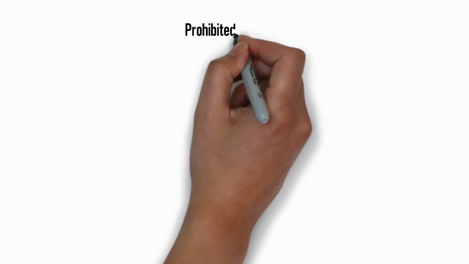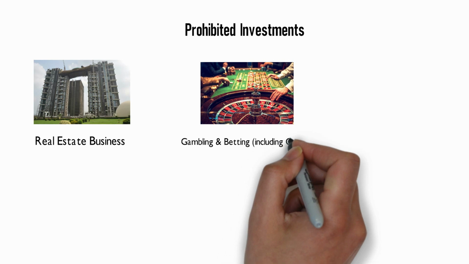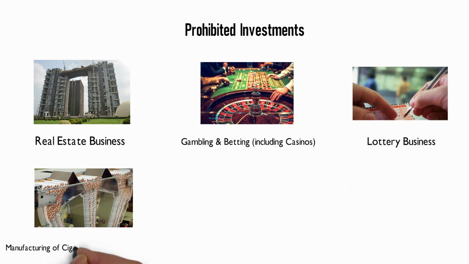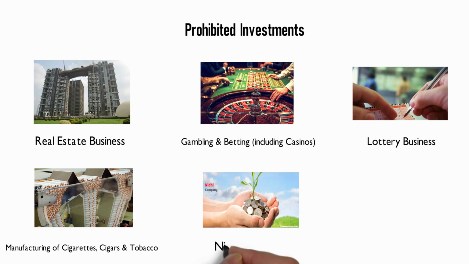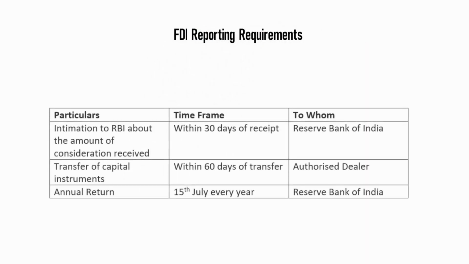Investment by a person resident outside India is prohibited in the following sectors: real estate, gambling including casinos, lottery business, manufacturing of cigarettes and cigars, Nidhi companies, and chit funds. In case a company receives funds from outside India for investment, the company has to report to the RBI within 30 days of the receipt of the funds. And an annual report has to be filed with the RBI by 15 July of every year.